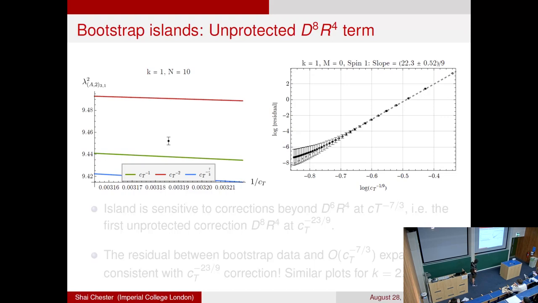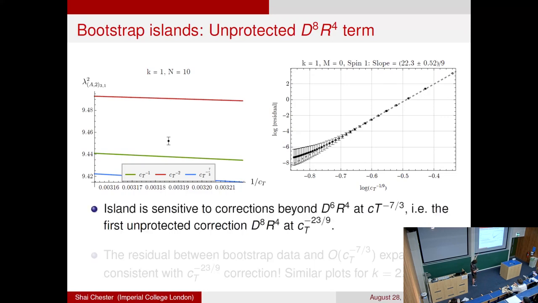So again, let's focus on the k=1 theory. Let's look at N=10, where it's strongly coupled. And again, we get this island, which is that black thing over there, that's an upper and lower bound. And we can compare it to the analytic large N expansion, which was known for the CFT data, at least up to D^6 R^4 order.